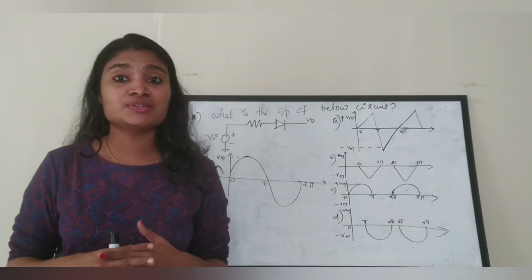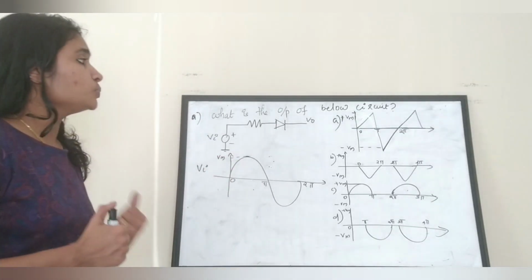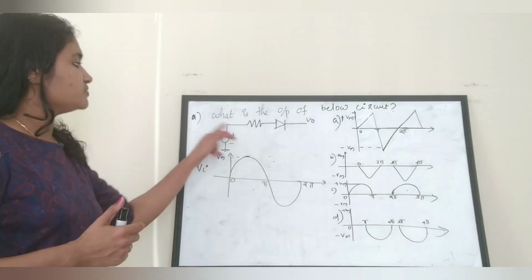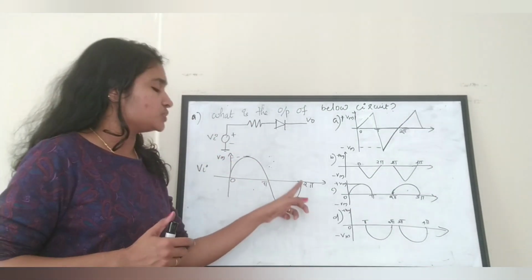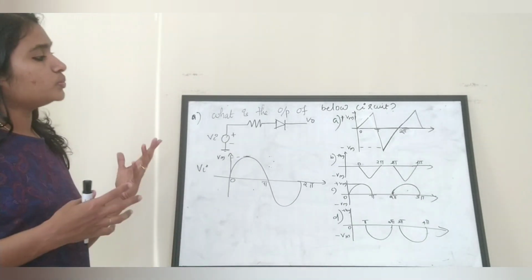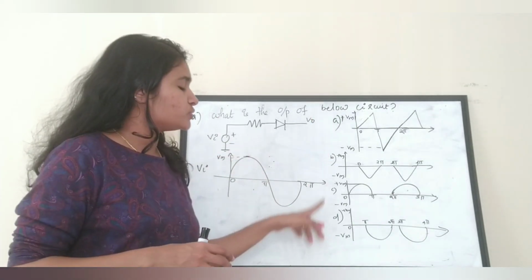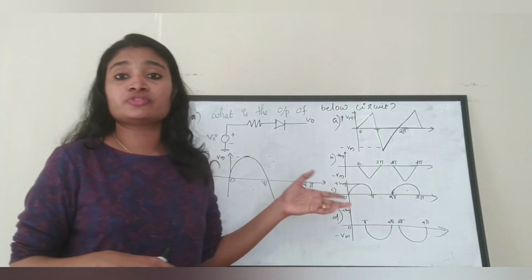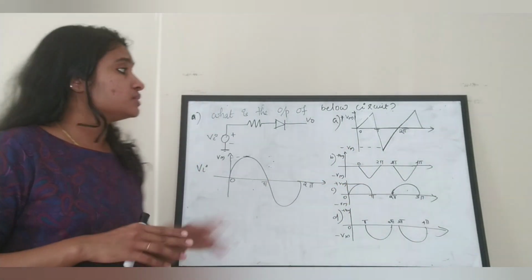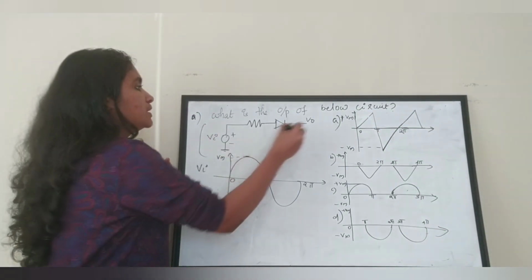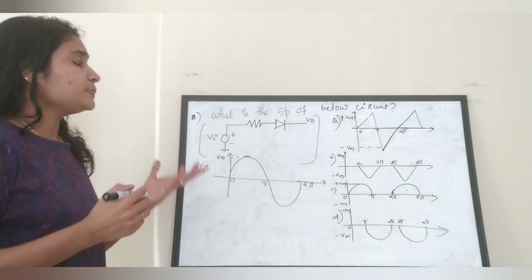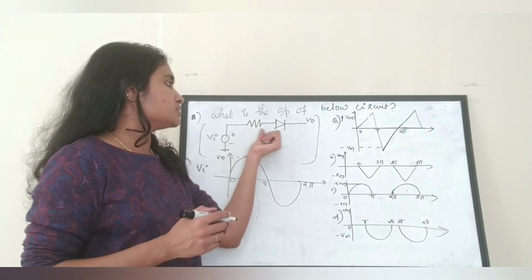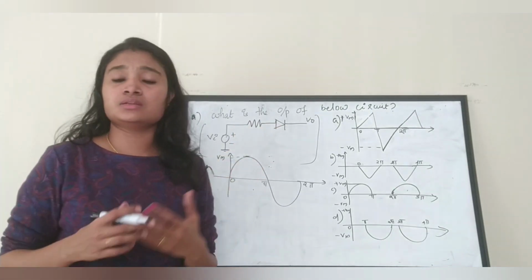Next question which we are going to see is this. What is the output of the below circuit? So this is the circuit and there is a Vin given to the circuit. And what is the output of the circuit? There are 4 waveforms given. Which of the given waveforms is the output of this particular circuit? So if you examine the given circuit, it is nothing but a clipper circuit, and this is a series clipper. Since the resistor is connected in series with the diode, it is a series clipper.